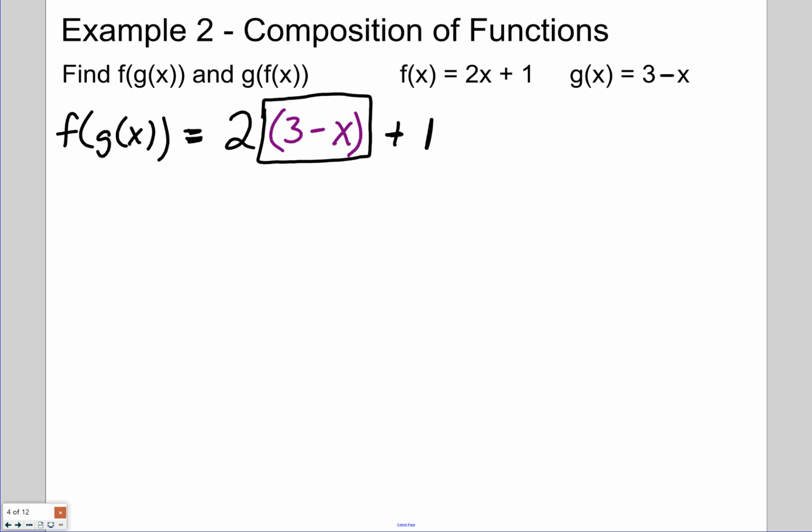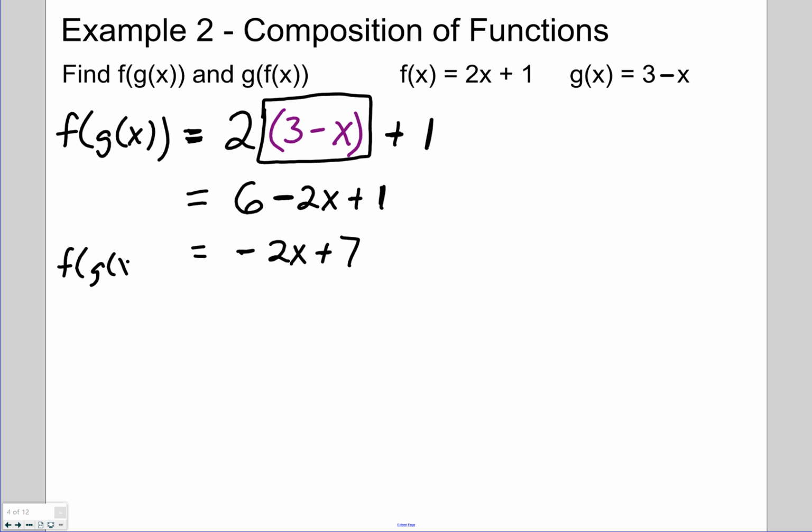All right? That's what I tried to do the last couple of years, and I've had more success with students. So I'm hoping that this will give you success as well. All right? Then it just becomes some algebra of distribution. 2 times 3, 6. 2 times negative x, negative 2x. Bring down the plus 1. Clean it up. Negative 2x plus 7. Good?